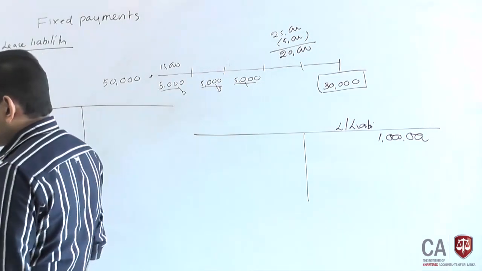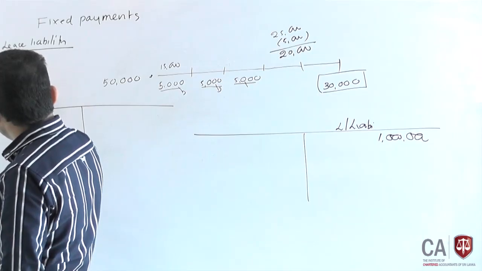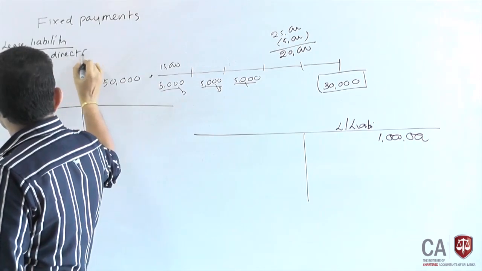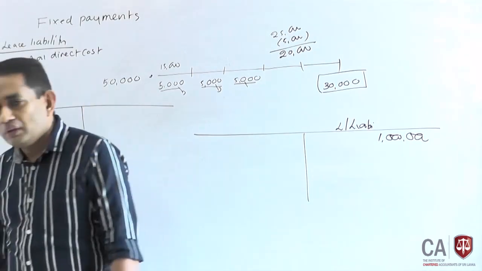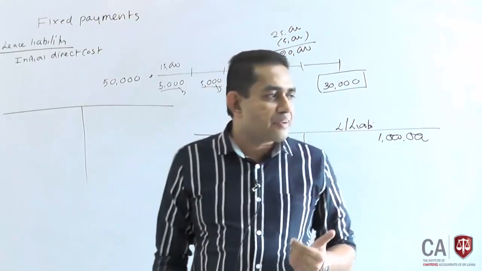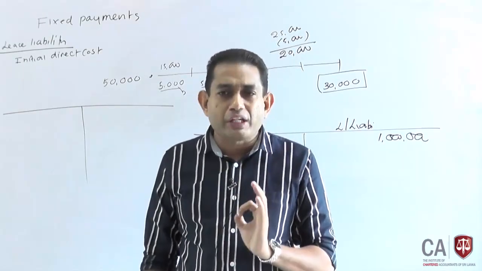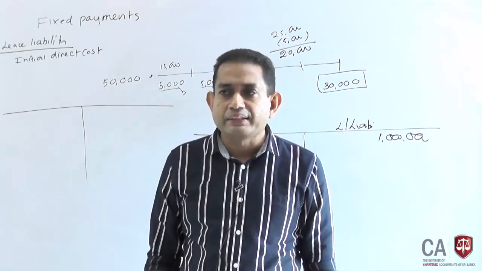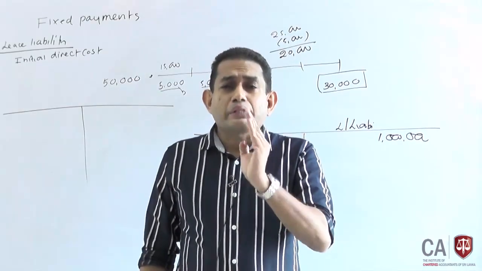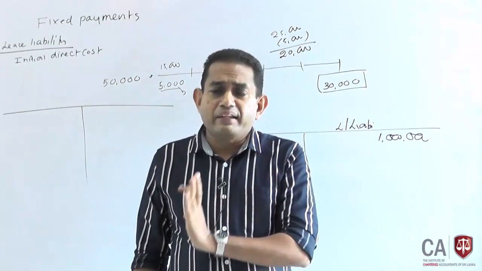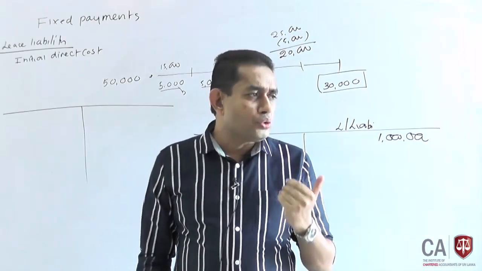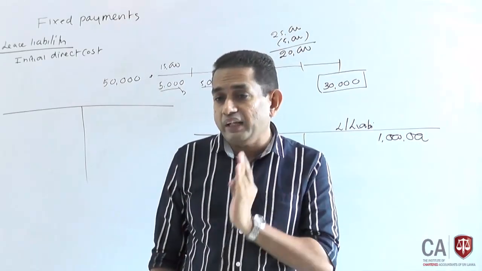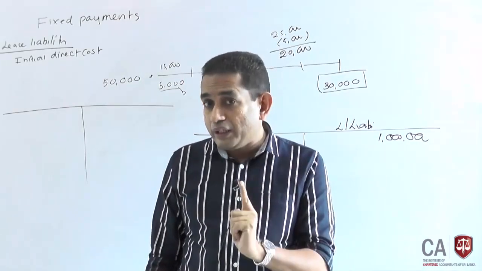On top of that, we will include initial direct cost. You know, in entering into a lease contract, there can be some direct cost involved, directly attributable cost. Say for an example, there can be legal charges. Directly attributable cost incurred in entering into a lease agreement can be added to the cost of the asset, right of use asset.